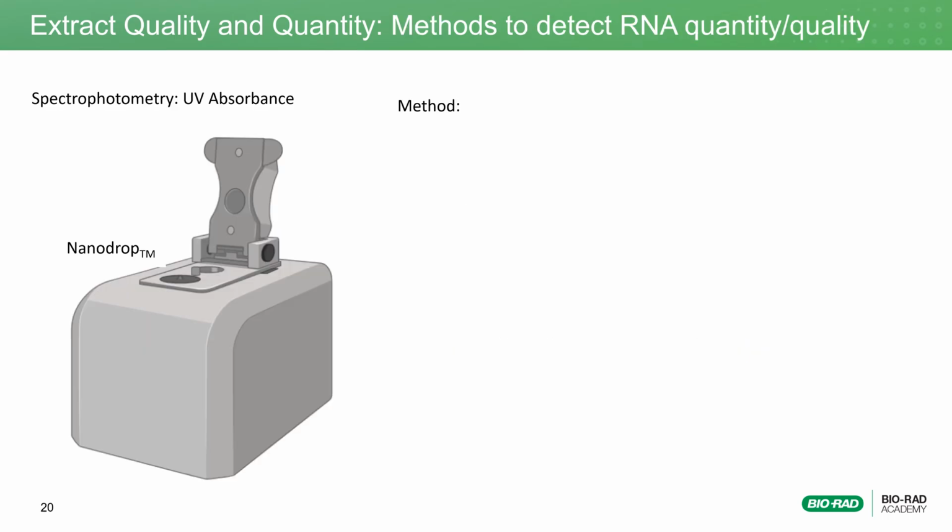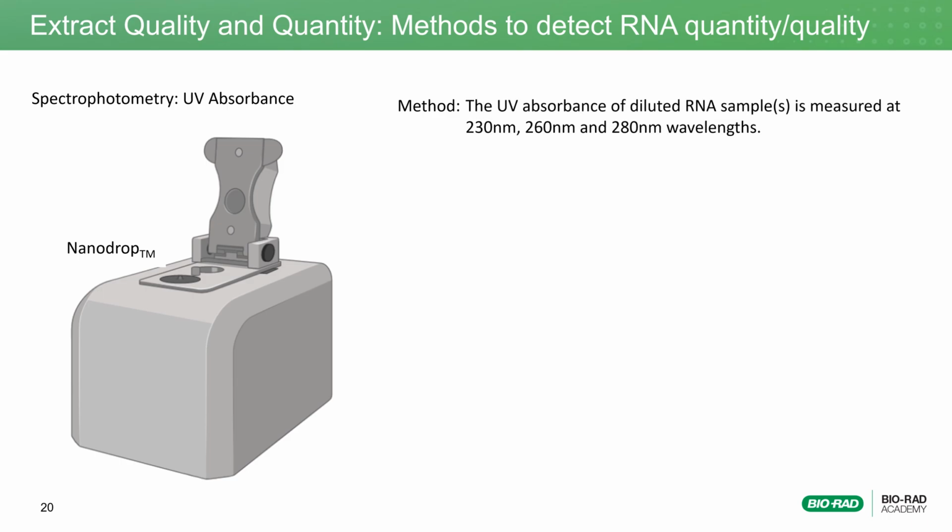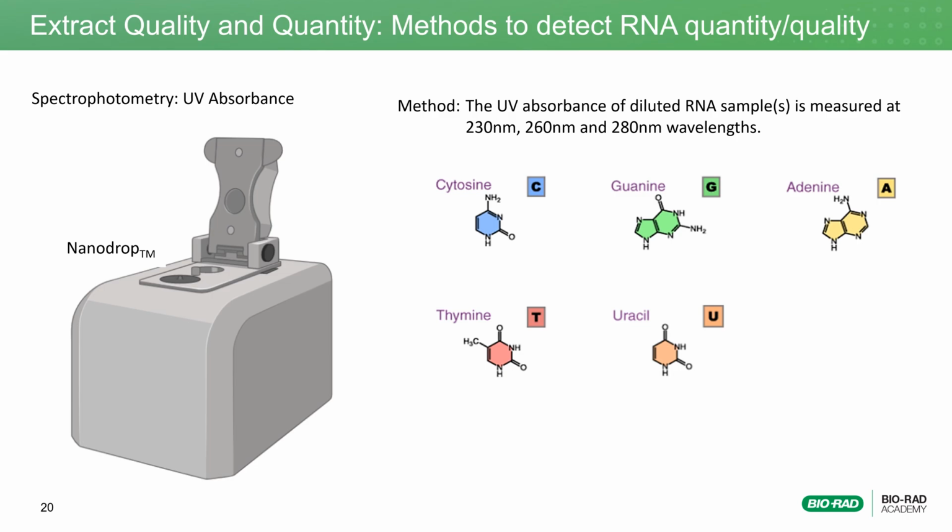Perhaps the most commonly used instrument to assess nucleic acid quality and quantity is the NanoDrop instrument. The NanoDrop measures the UV absorbance of the various molecules in a sample in a process termed spectrophotometry. Nucleic acids, such as those that comprise DNA and RNA, have unique properties that are observed when measuring their UV absorbance at specific wavelengths, namely 230, 260, and 280 nanometers. If we were to measure each of the UV absorbances for each nucleic acid at 260 and 280 nanometers, we would uncover a unique ratio for each nucleic acid.